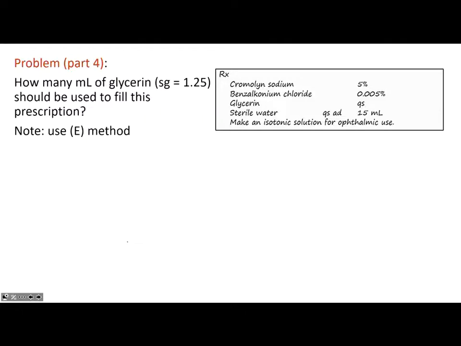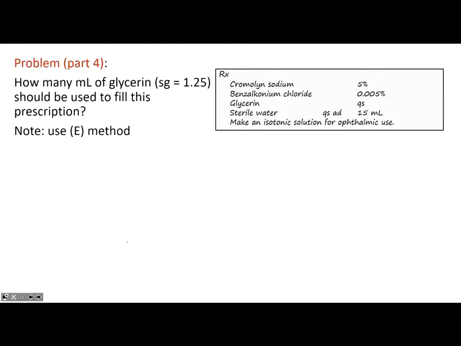We have both the chromalin and the benzalkonium chloride. Okay, so it doesn't change anything other than the fact we have to add all of that up. We can't ignore any of it. This question basically is how much glycerin do I need to add? And the amount of glycerin is the amount to make the final product isotonic, assuming both of our current ingredients.